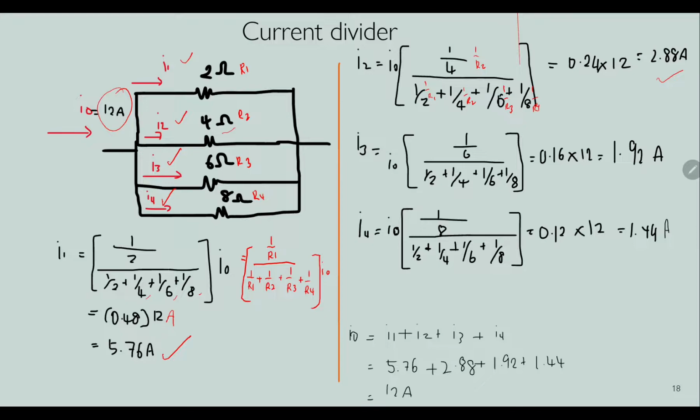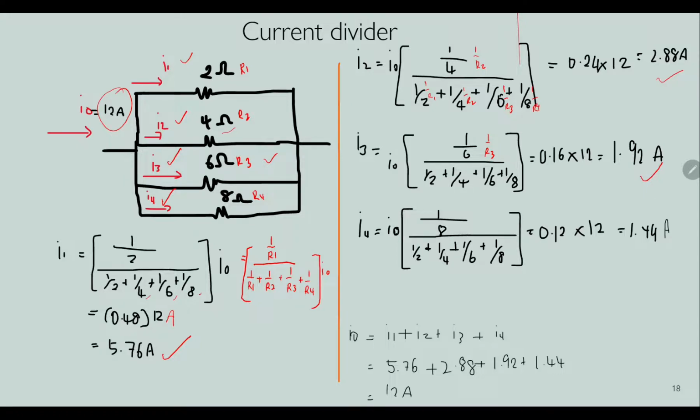For I3, it is I node times 1 over R3. So this one is 1 over R3. R3 is 6 ohm. 1 over 6 over 1 over R1 which is 1 over 2 plus 1 over 4 plus 1 over 6 plus 1 over 8 ohm. You calculate them, you got 1.92 ampere.